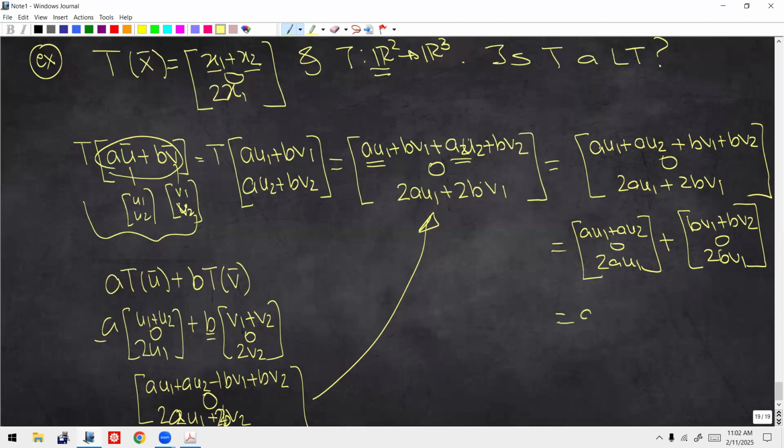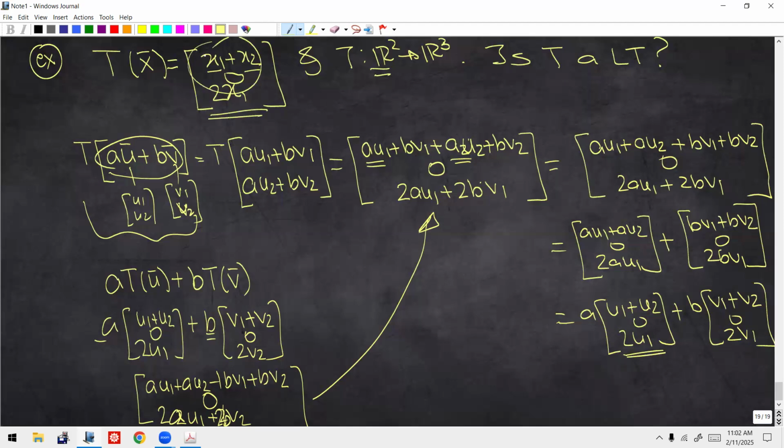Now I'm going to take an A out of the first one. So I get U1 plus U2, 0, and 2U1. Out here, I'm going to take a B out. So I get V1 plus V2, 0, and 2V1. If you look at it, this is really the definition of T of U. Instead of x here, we have U's. So we get A T of U plus B T of V. Okay. And that tells me this is a linear transformation. So not all transformations are not linear. Some of them are linear.